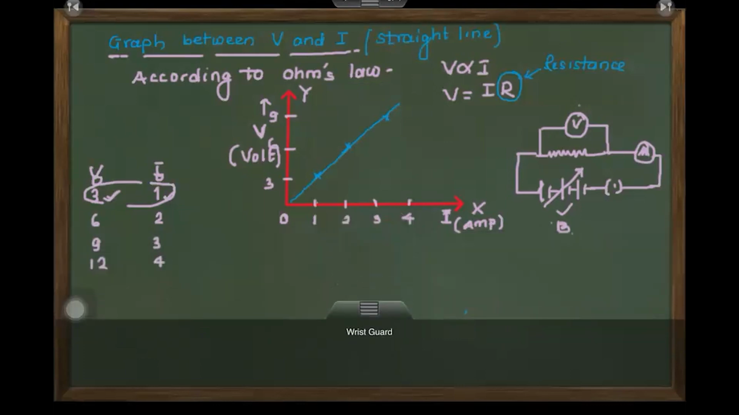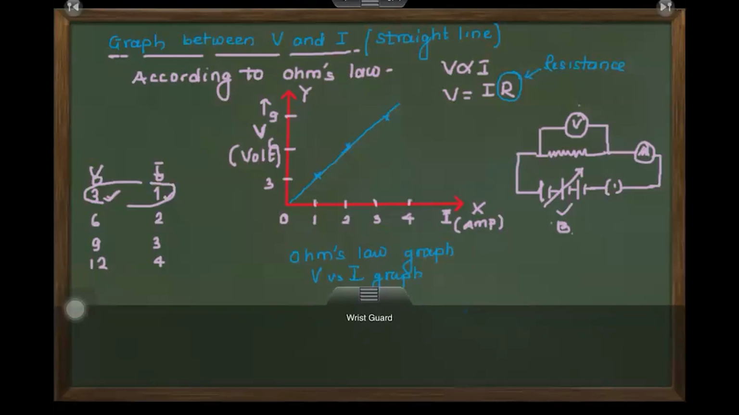For Ohm's law. So you can say this is Ohm's law graph, or you can say this is V versus I graph, or you can say this is graph between V and I. Now, when we draw a line, it will make some angle with the x-axis.